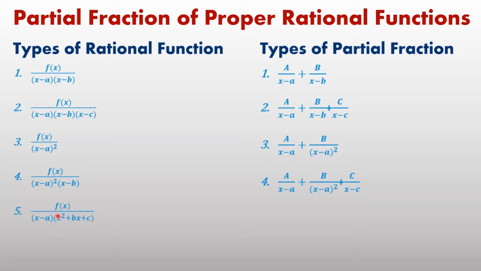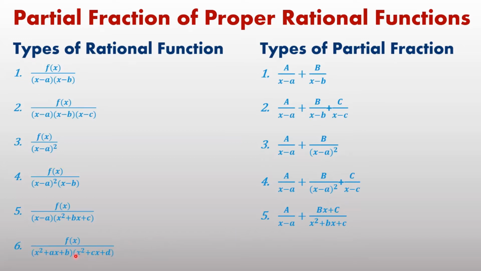Or in the fifth case, f(x) upon (x minus a) into a second factor x square plus bx plus c is given, which we cannot factorize further. Then as a partial fraction we can write A upon (x minus a) plus, since here the denominator factor is quadratic, therefore in the numerator we will write a linear term, meaning Bx plus C.